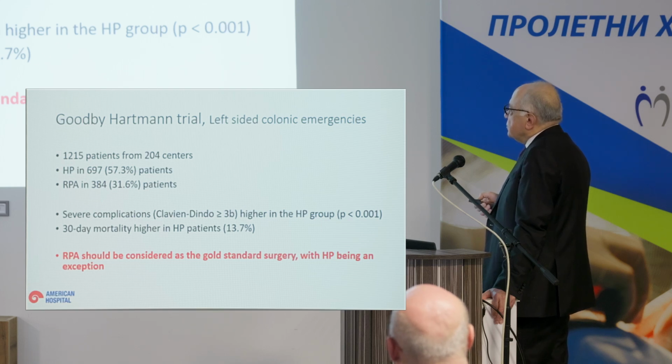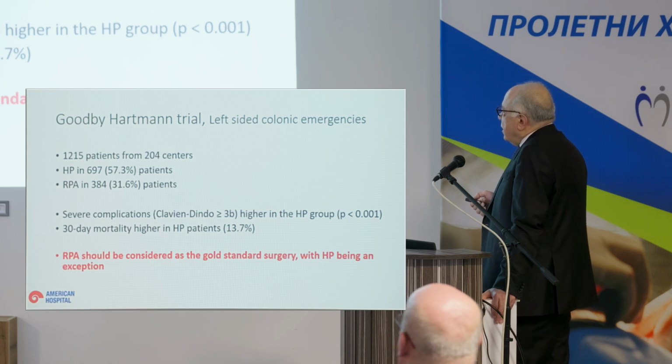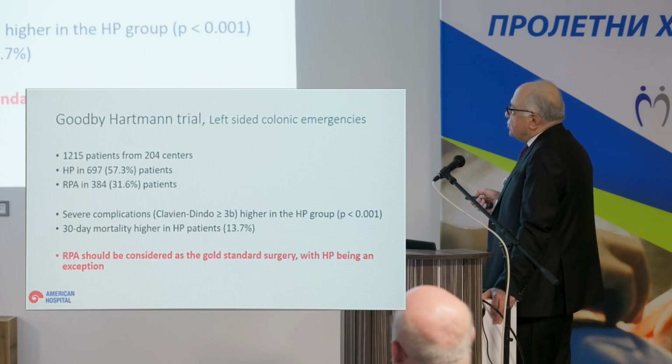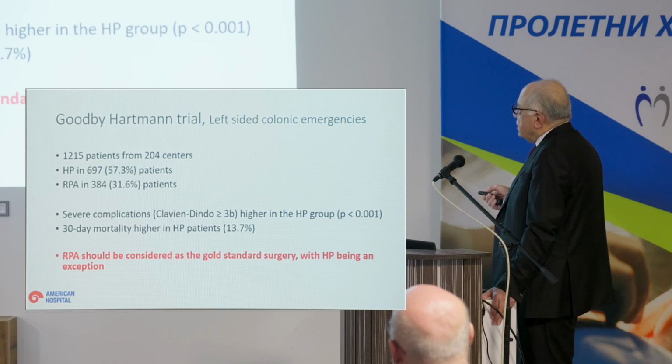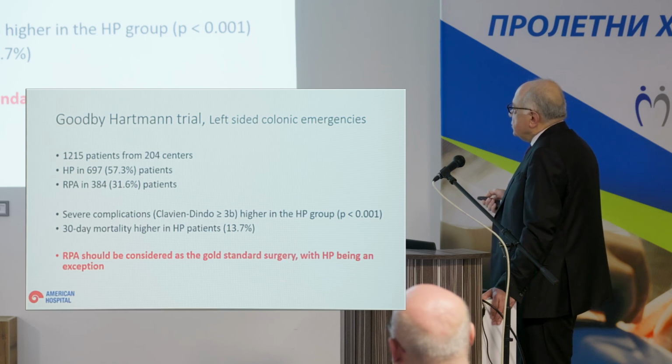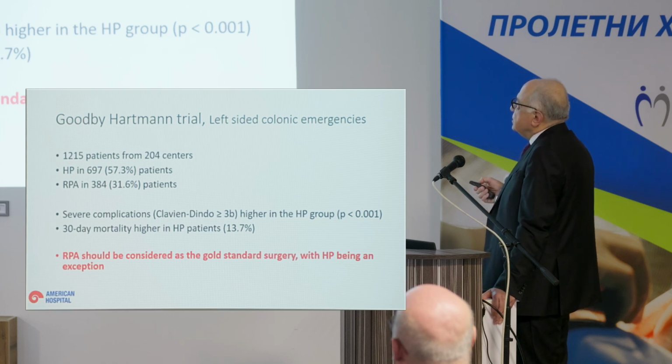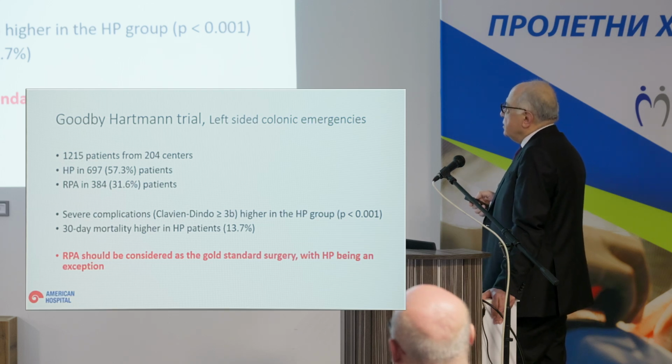It's around 14%. And resection with primary anastomosis should be considered the gold standard surgery, with the Hartmann procedure being an exception. This is the result of the Goodbye Hartmann trial, but it is really debatable.